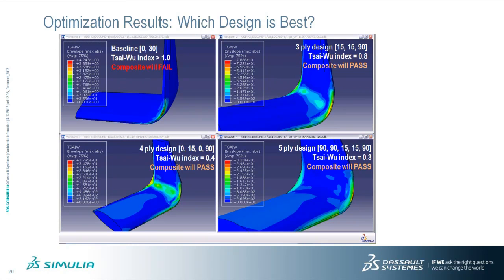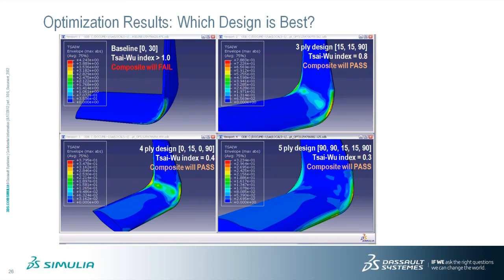So which optimized design is the best design? This is the contour plot of our 4 different designs. Now we have our baseline design, which is our 2-ply design. Again, this had ply angles of 0 degrees and 30 degrees, and its Tsai-Wu index was above 1, so this is a failing design. So there's no 2-ply designs that passed our criteria.